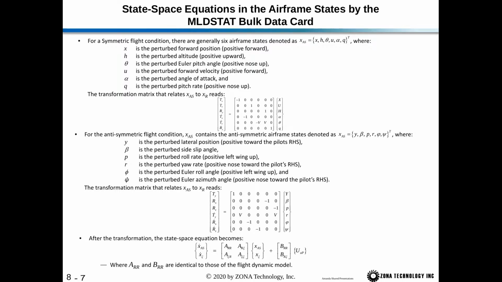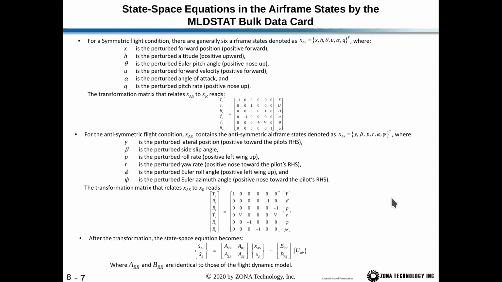Now the transformation matrix that relates XAS to XR is given here. So on the right, these states are the airframe states, and on the left we have the normal body states, TX, TZ, TX dot, and TZ dot, and then RY and RY dot. So this is for the 6x6 symmetric condition. So for example, if we look at TZ dot, we can see that TZ dot equals minus V, where this V is the velocity, minus V times alpha plus V times theta. If we look at TX, TX is just minus X.